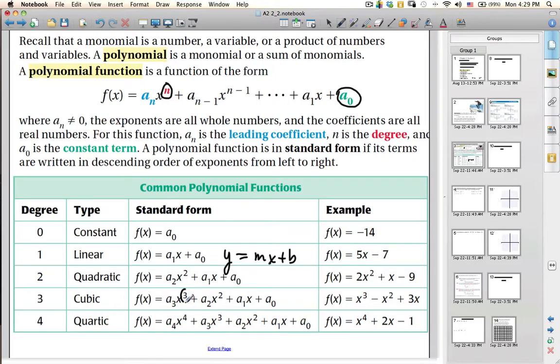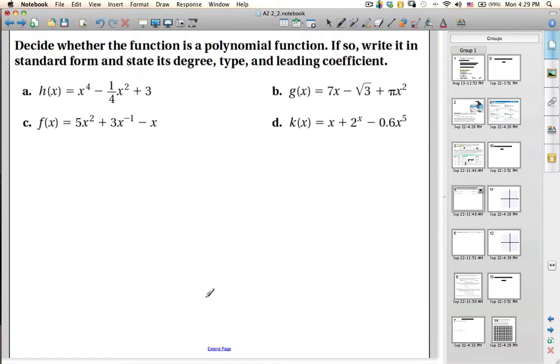The key part is knowing that it's all determined by the greatest power of the variable. So if we want to look at these and see, are they polynomial functions, and if they are, to write them in standard form, state the degree, type, and leading coefficient.